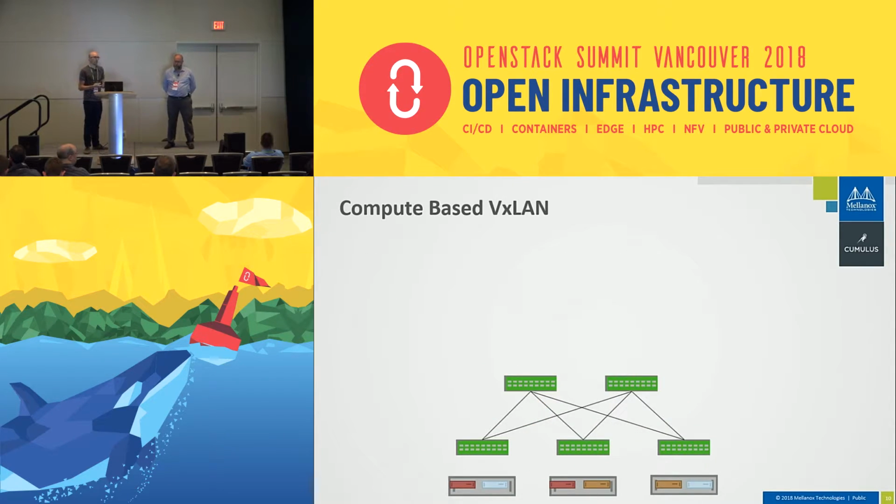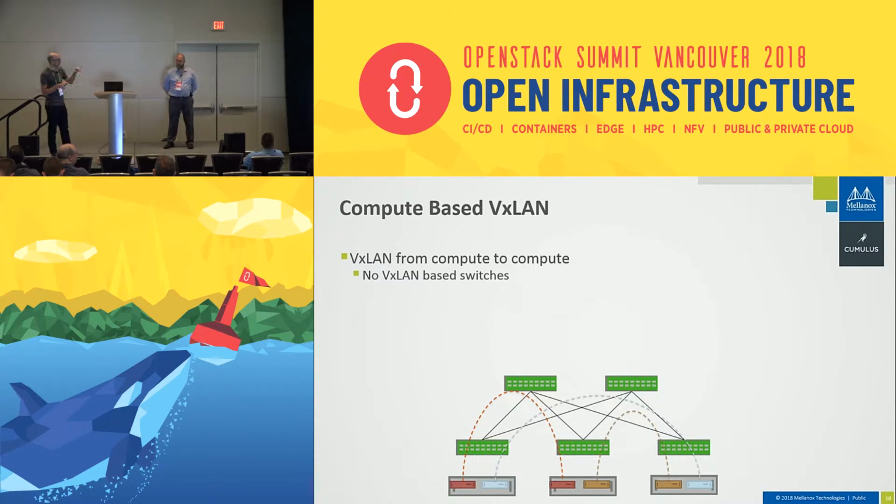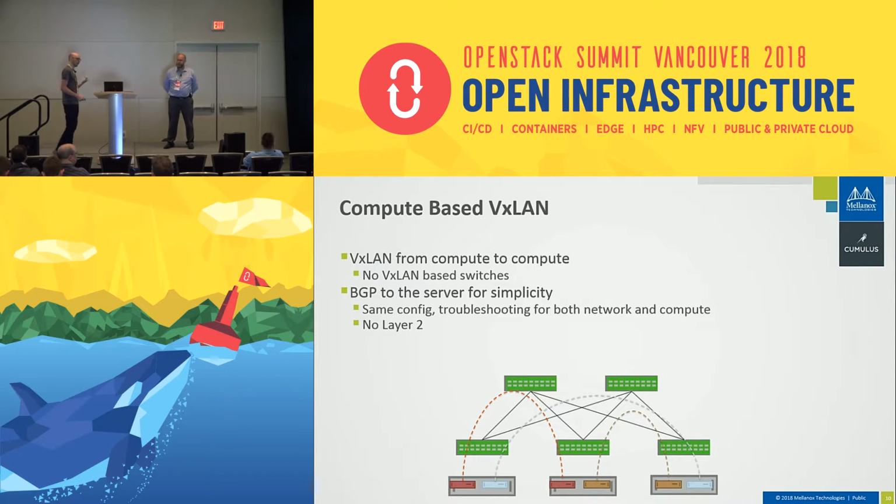So one of the options here is just looking at compute-based VXLAN. This is actually a great solution for extremely large-scale OpenStack deployments. So I'm going to run VXLAN not with the network itself, but from compute node to compute node. And so VXLAN is not on the switches, but directly out of the server. The way I can accomplish this is I can run BGP out of the server using open source software like FRRouting, and have the server advertise its endpoint into the network.